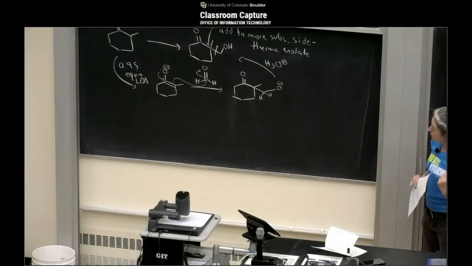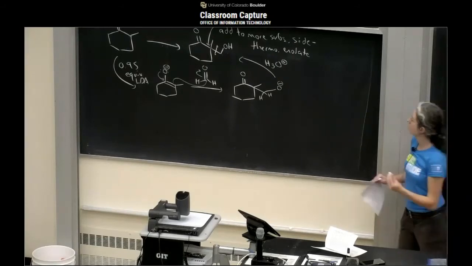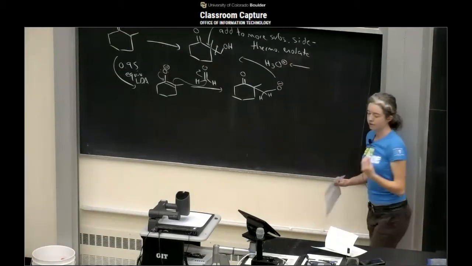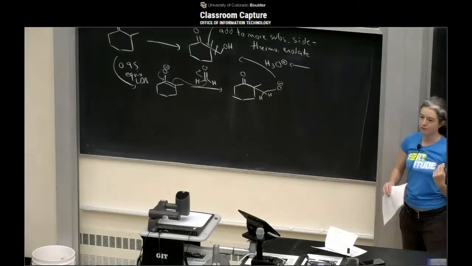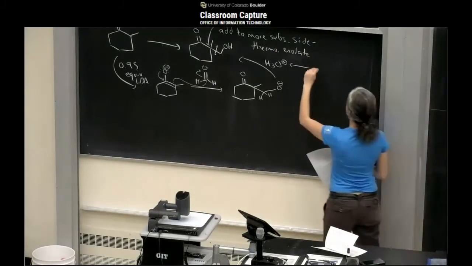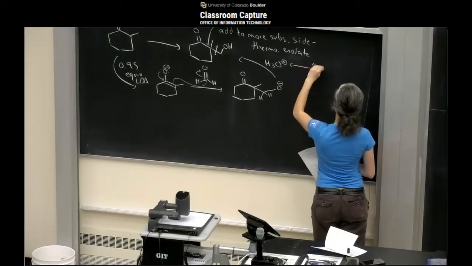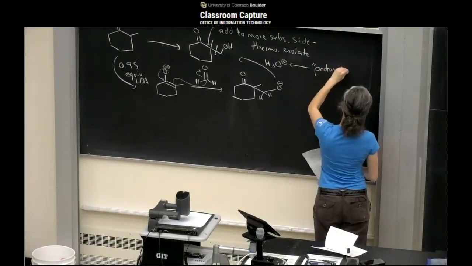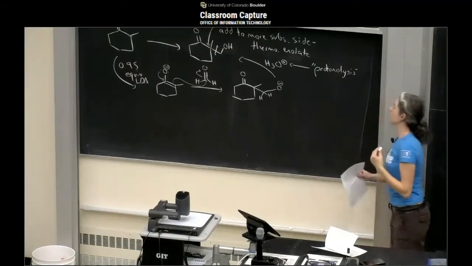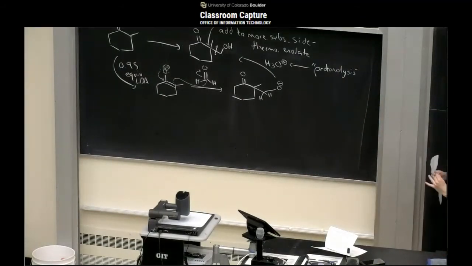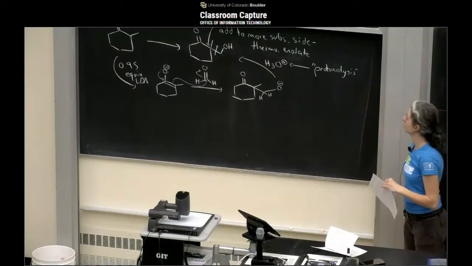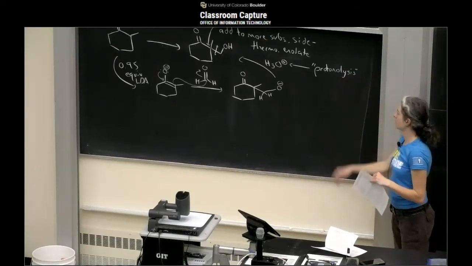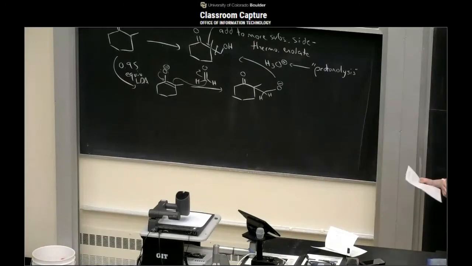Oh, one thing that a couple of people have asked me about in the last couple of days, that I didn't catch when I was setting up the Sapling problems for the last couple of chapters, is the word protonolysis. I don't think I've ever used that word in lecture, but protonolysis just means aqueous acidic workup. I think most people figured that out from context or from looking it up, but just so it's on the record, that's kind of what that word means.